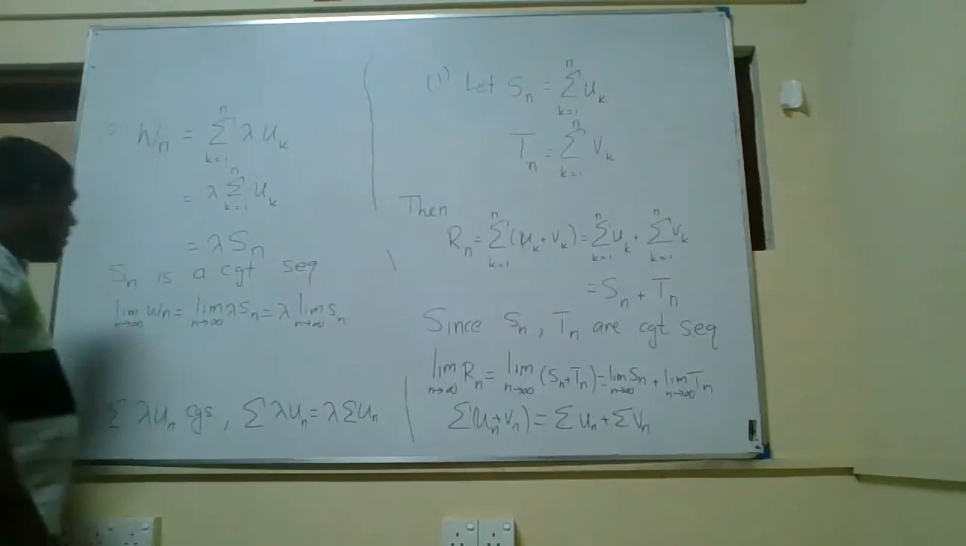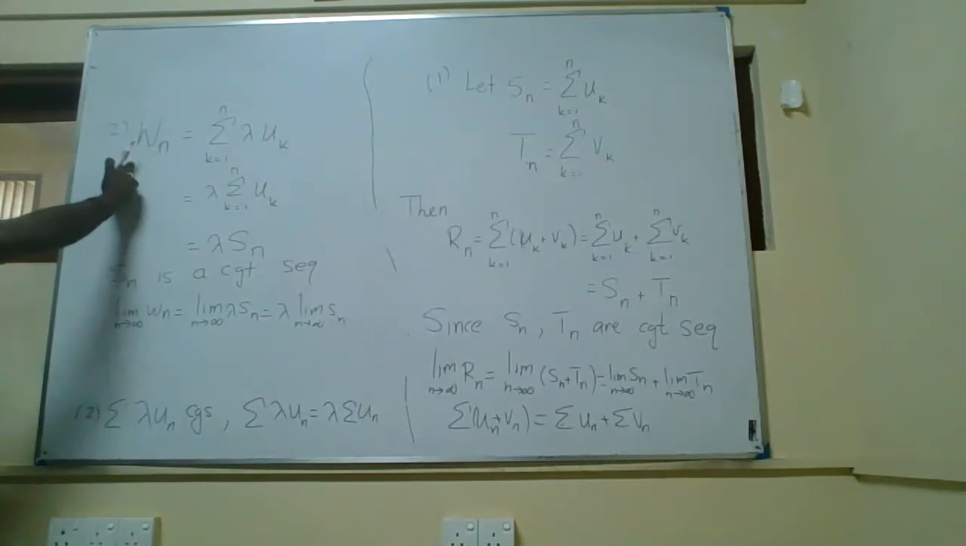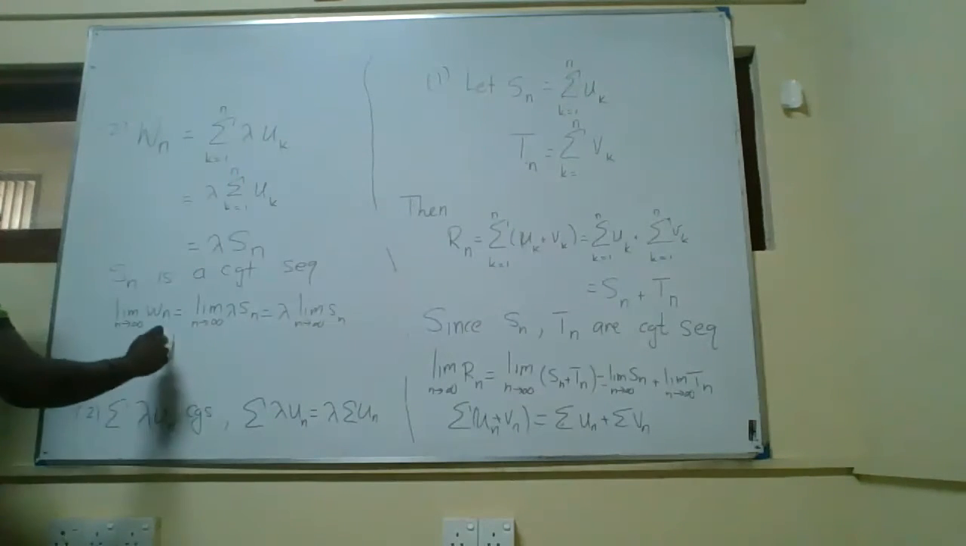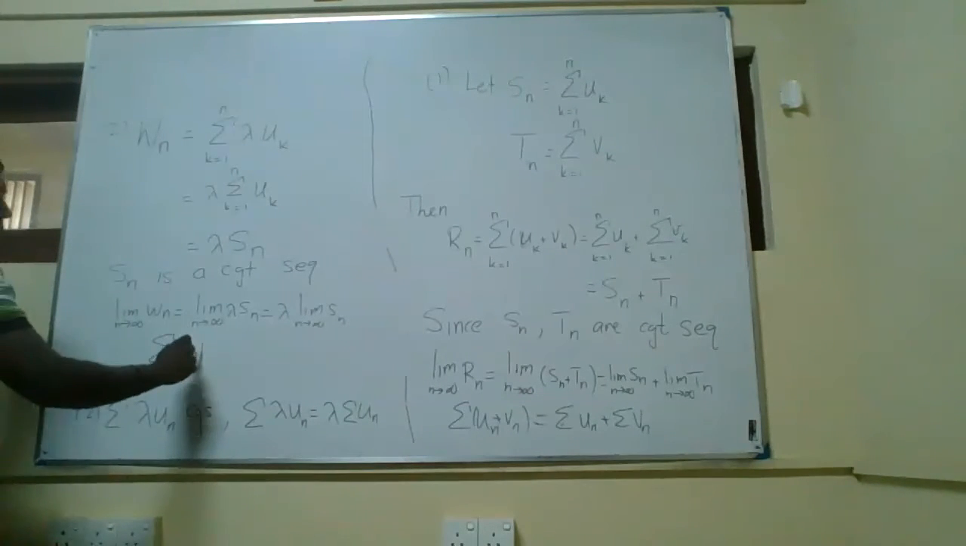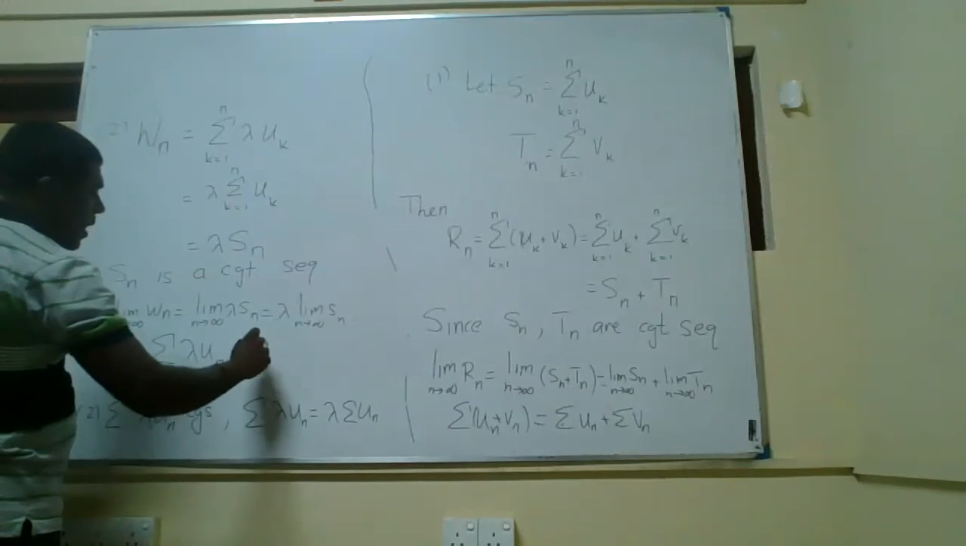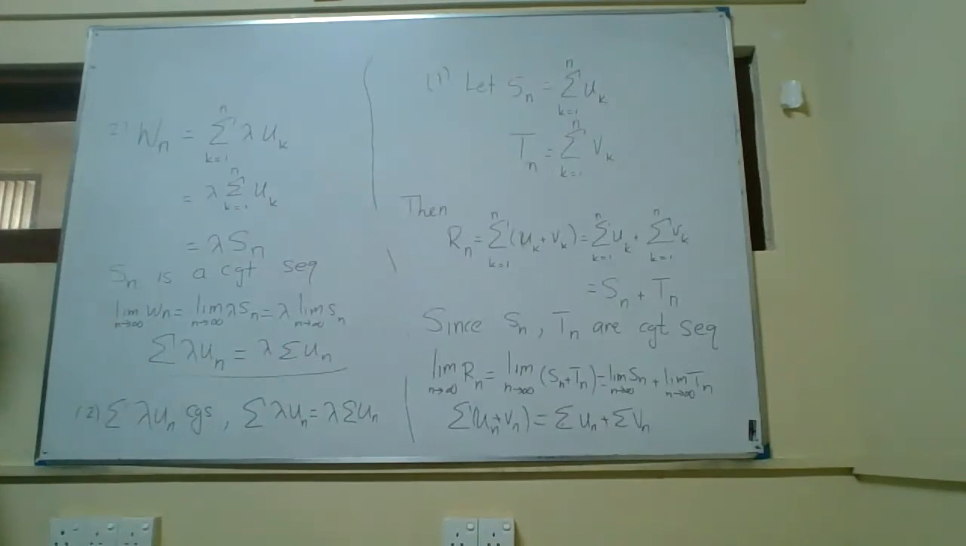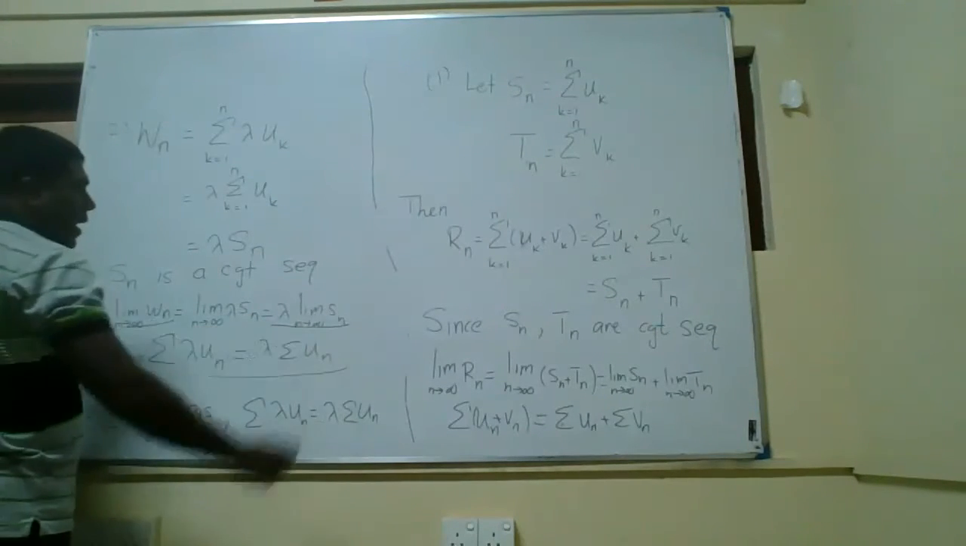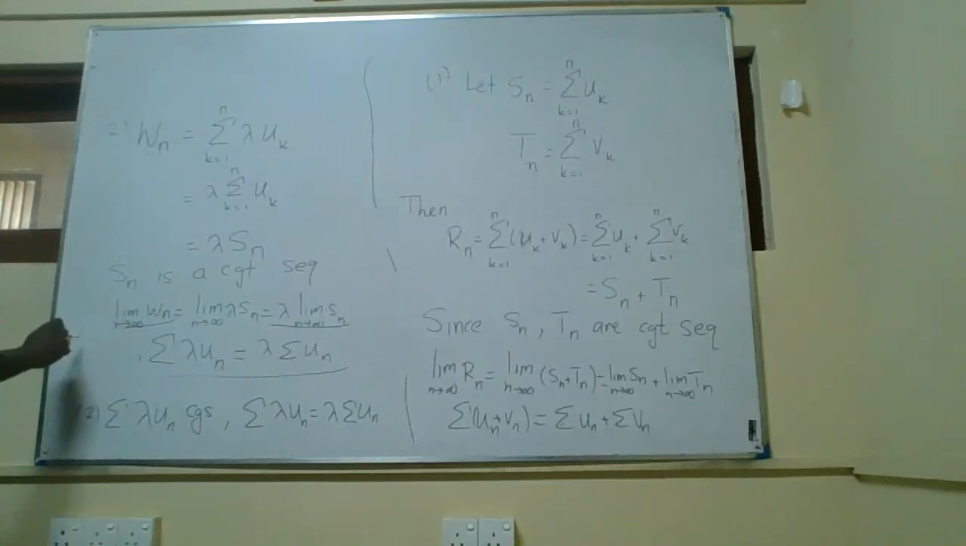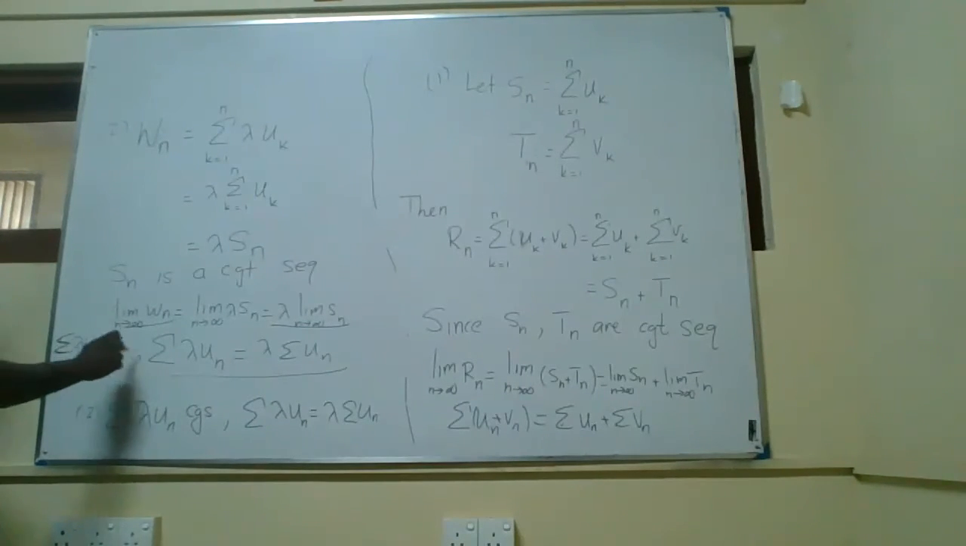So this clearly says that the infinite sum, summation of lambda un, is basically equal to lambda times the summation of un. So clearly this is true, right? And before that, because this limit is finite, the summation of lambda un converges at the same time.